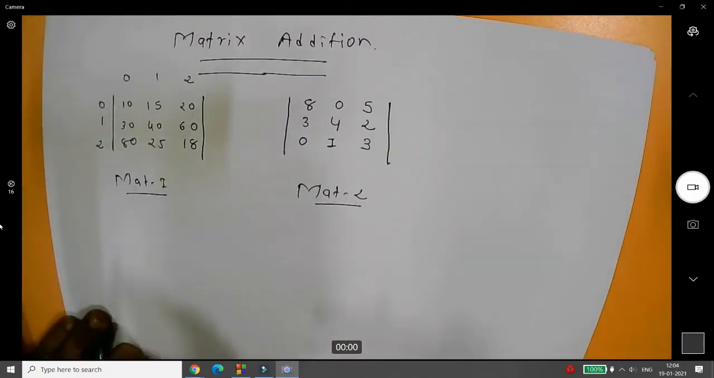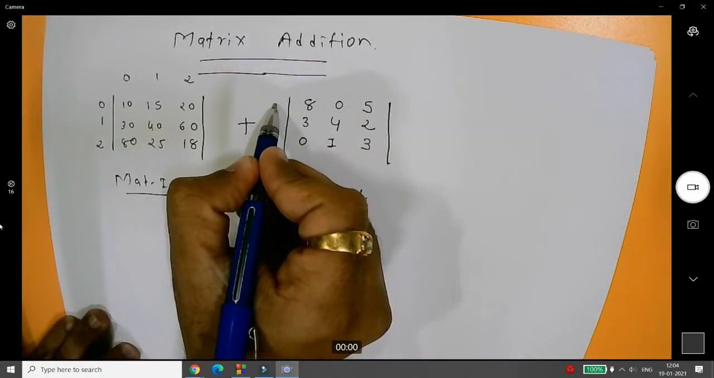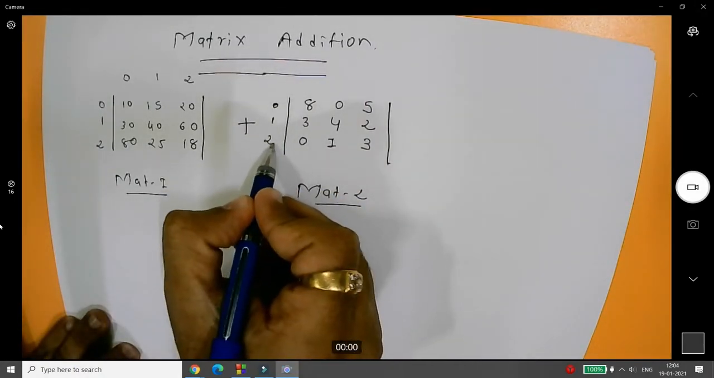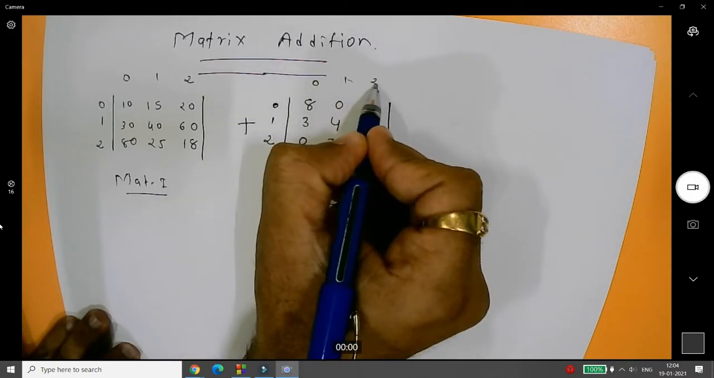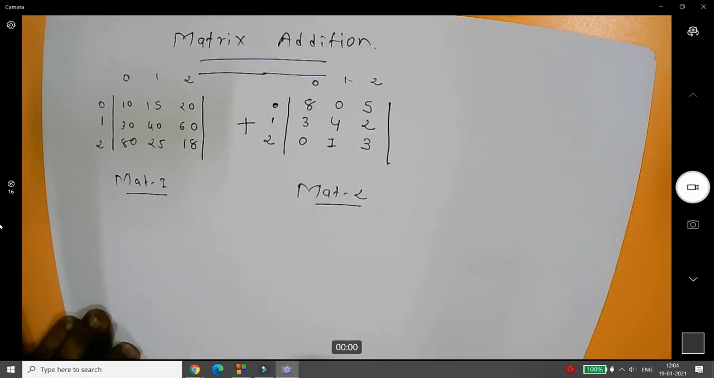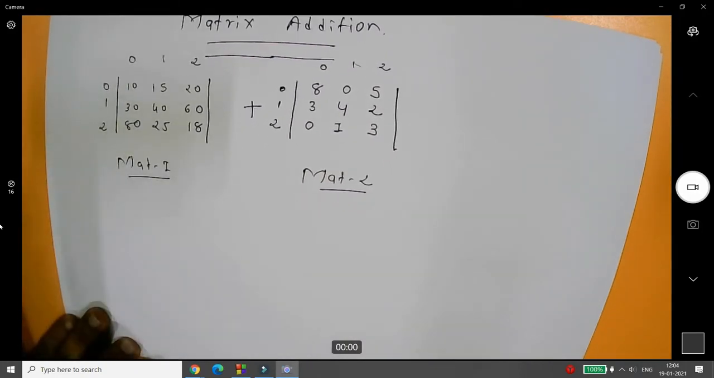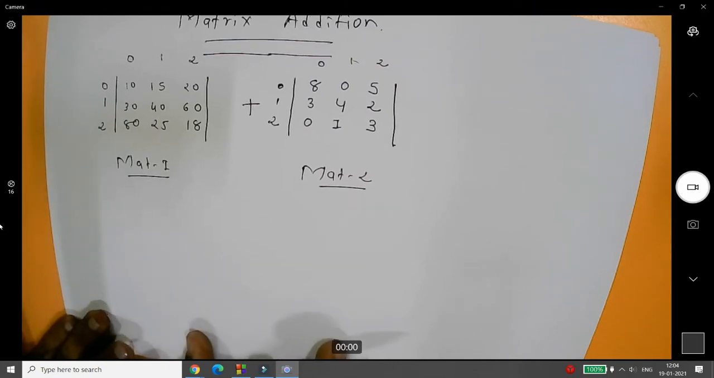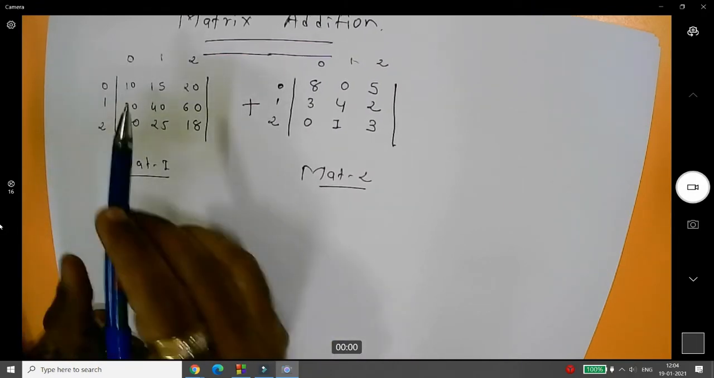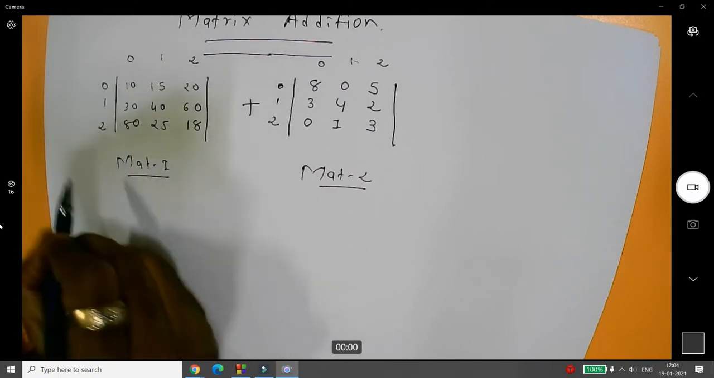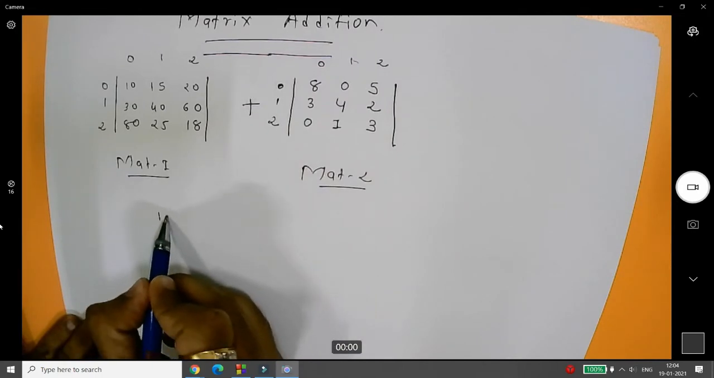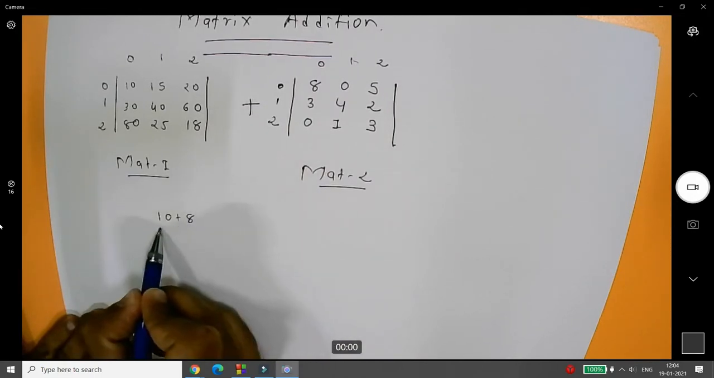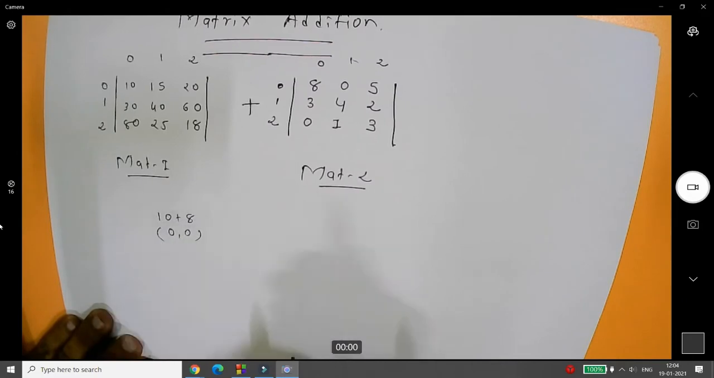Now I'm writing here 0, 1, and 3. Whenever you want to add these two matrices, again you can give the index, 0, 1, and 2. This is the row index, and this, 0, 1, and 2, is the column index. Now I want to add the values of the two matrices. It is very simple: you just take the 0, 0 element. At 0, 0 the value is 10, so 10 plus 8 gives the value at 0, 0.